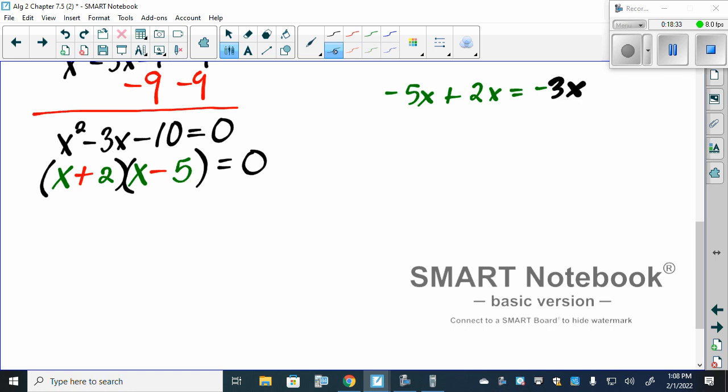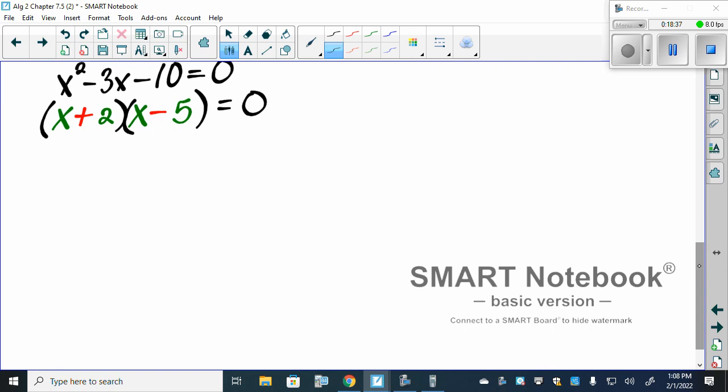Now that we do have two things multiplied together to equal 0, it's telling me that one of these has to be 0. That's the only way we can get to 0. So either x plus 2 is equal to 0, or x minus 5 is equal to 0.